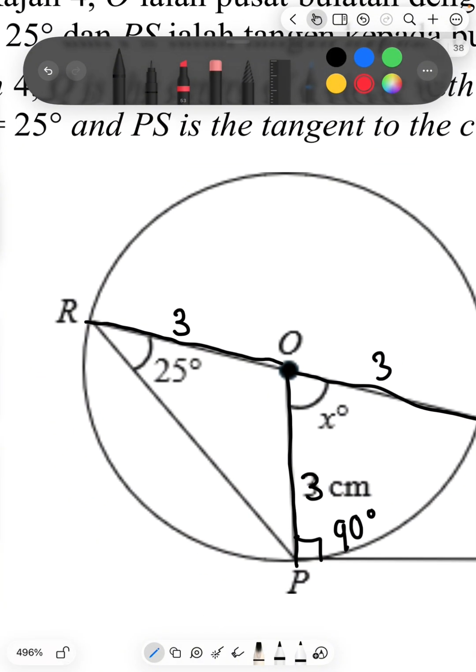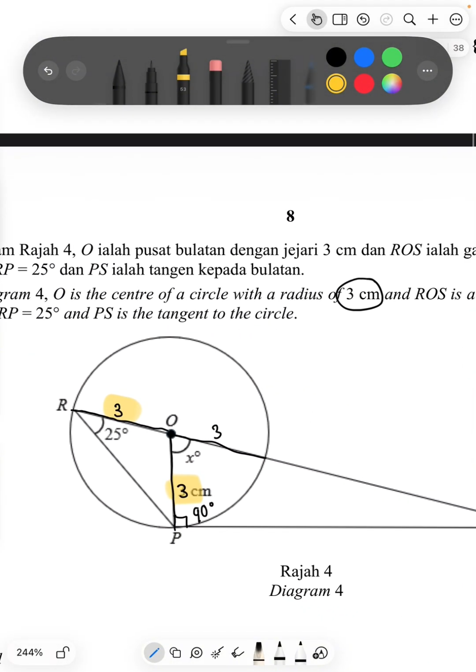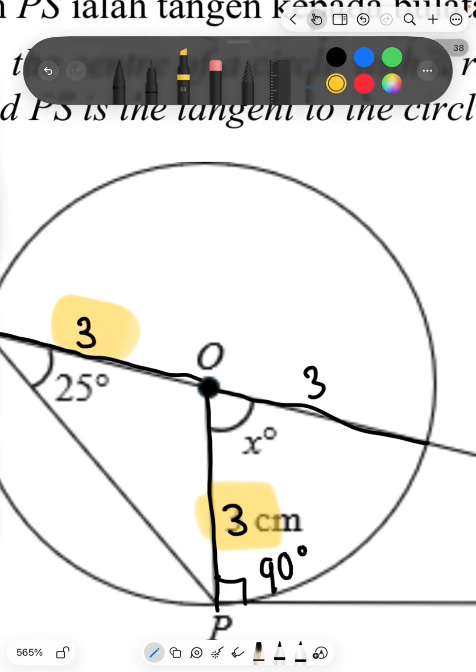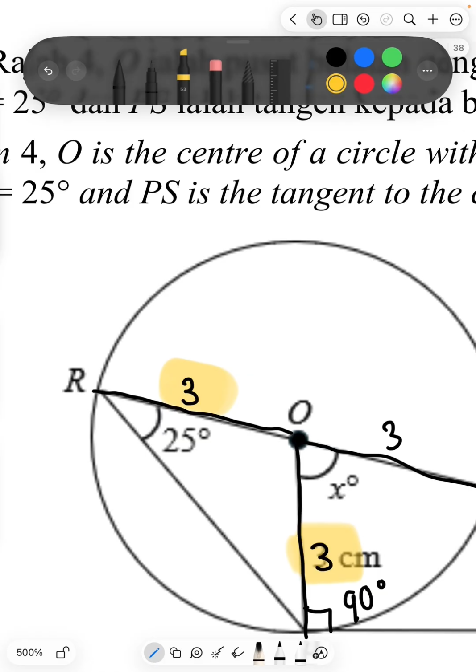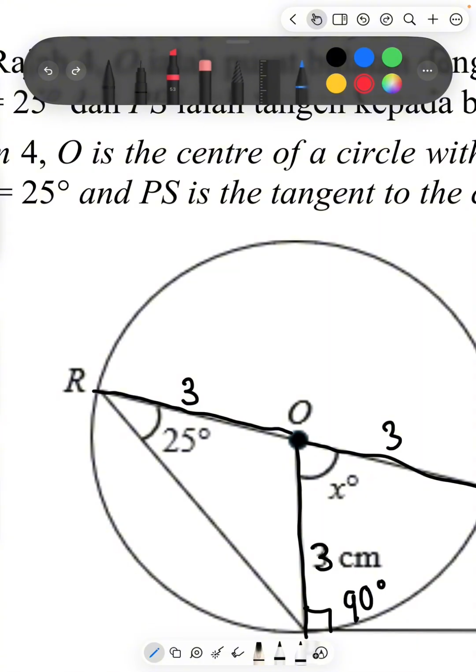We have this information. We also have this information. We can use the, okay, let's say, okay. From here to here, we use the sine rule.